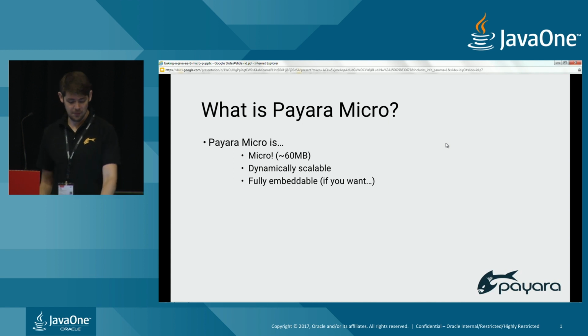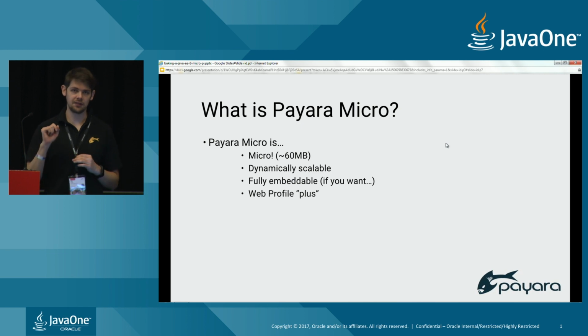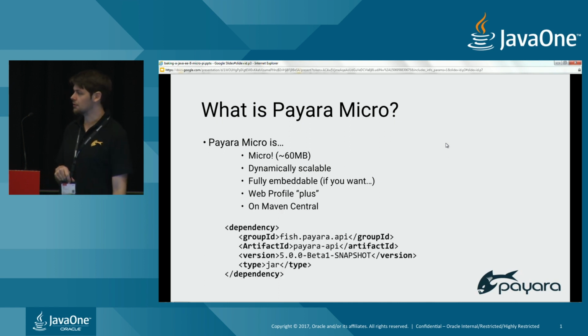It's fully embeddable, so you can just embed it into your application. We call it Web Profile Plus because it will support all the same APIs as the Java Web Profile, but one or two extra ones as well that have been added in. And it's on Maven Central there. So I'm not sure if that Beta 1 snapshot is actually up yet. It was supposed to be up around about now. I haven't actually been in touch with our developers to see if it's been released yet, but there is definitely an Alpha 2 snapshot, which is on the Maven snapshots repository.